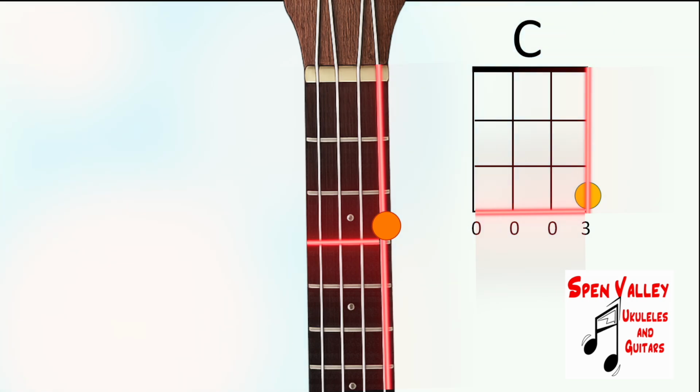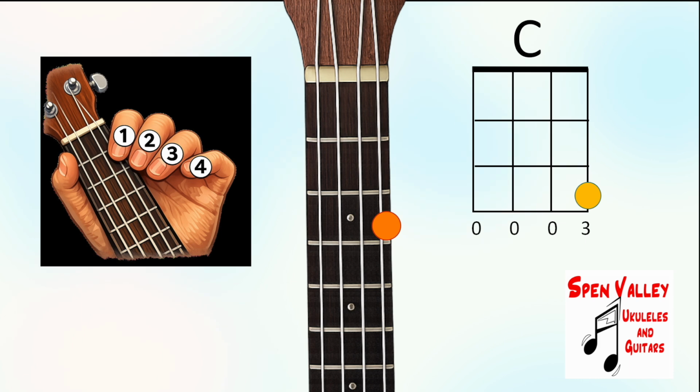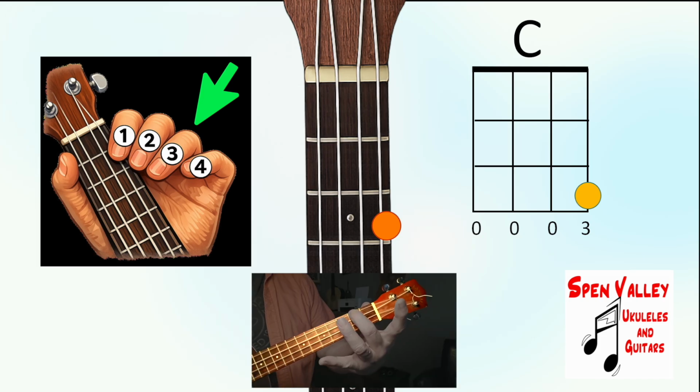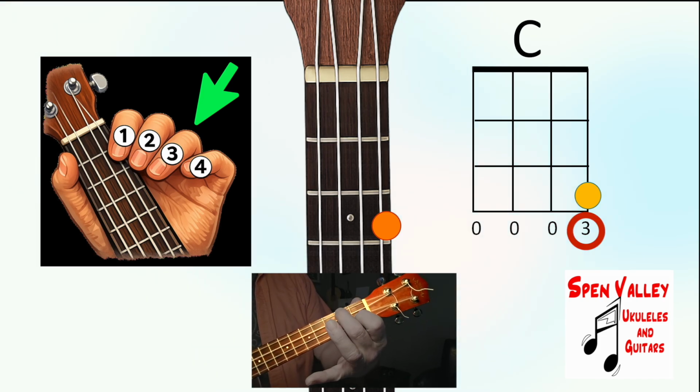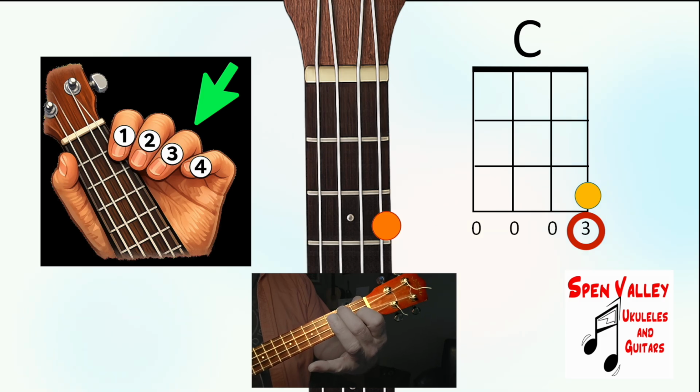Now we've done the strings and we've done the frets, so all we've got left to do now is talk about which fingers you use, or finger in this case. Because it's the 3rd fret, of course what you use is your 3rd finger. It's really important that you get that right, because we're going to be using our 2nd finger for the A minor, our 2nd finger and our 1st finger for the F chord, and then our 3rd finger for the C chord.